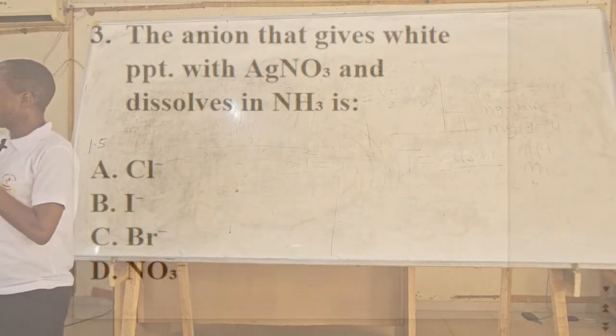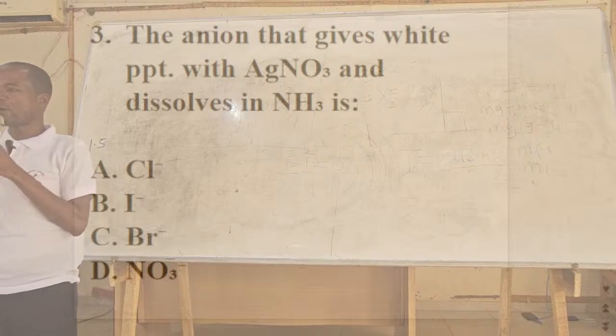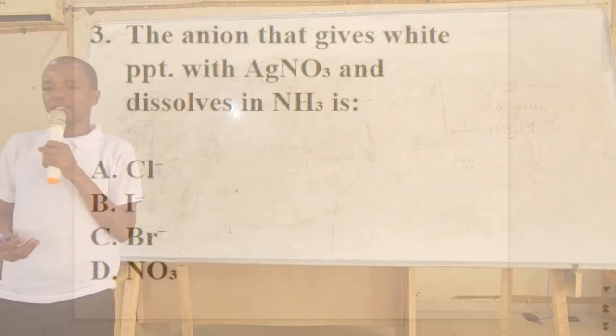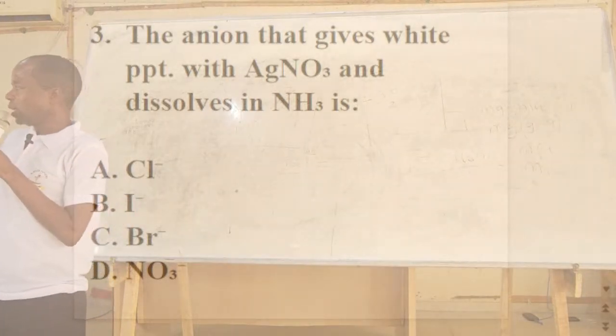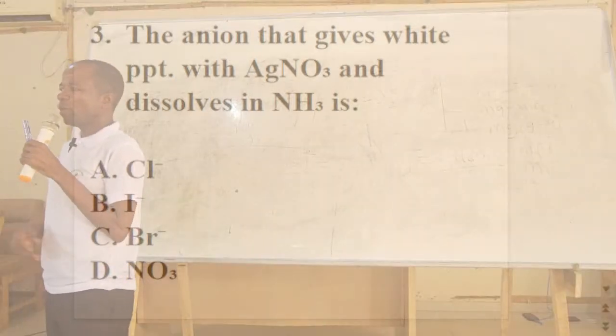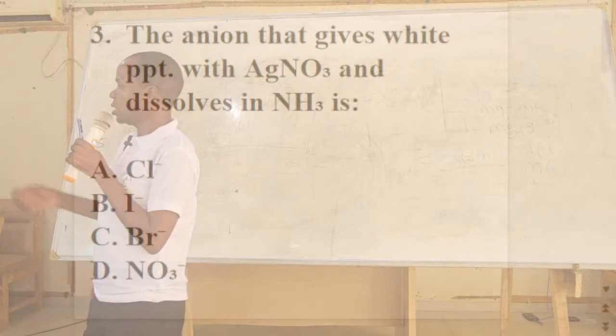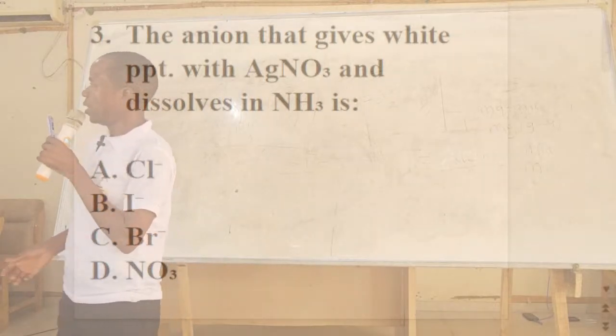And if you want to test for nitrate(V) ion, what do we use? Brown ring test. So it is the brown ring test that is used to test for NO3 ion. So the ion that will give a positive result during the brown ring test is the nitrate(V) ion. The next slide.